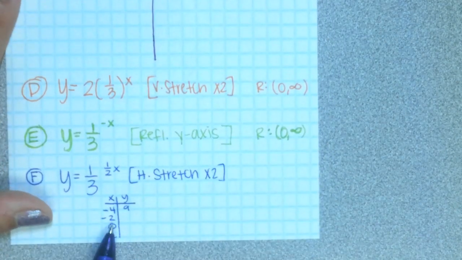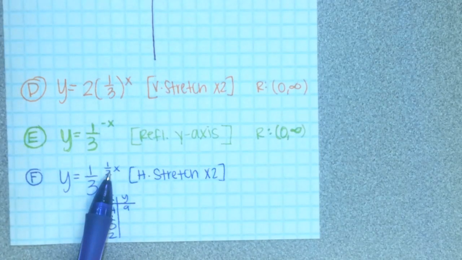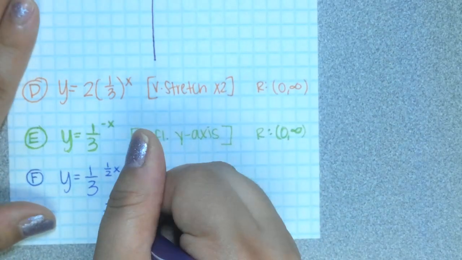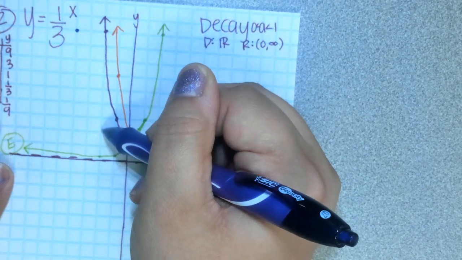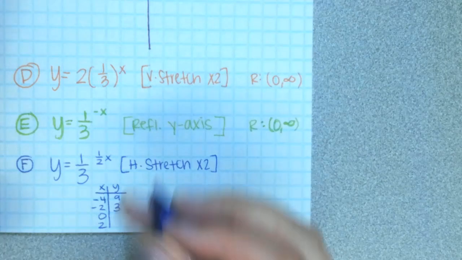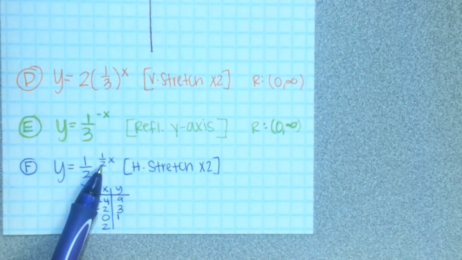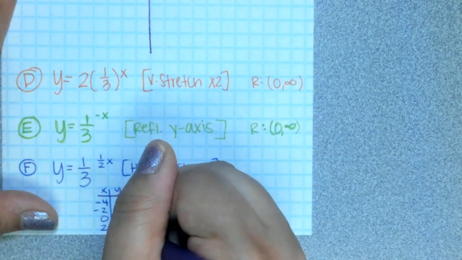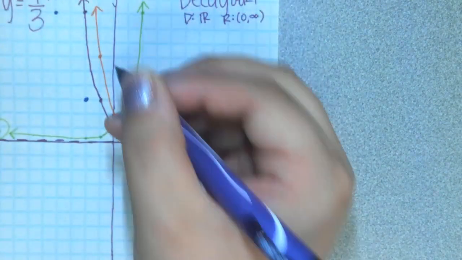Okay? Right here at -2, if I were to plug in -2 right here, what's -2 times 1/2? And what's 1/3 to the -1? 3. So at -2, I'm going to go to 3. To the 0 power is still going to be 1. And 2. 1/2 times 2 is, and 1/3 to the first power is 1/3.